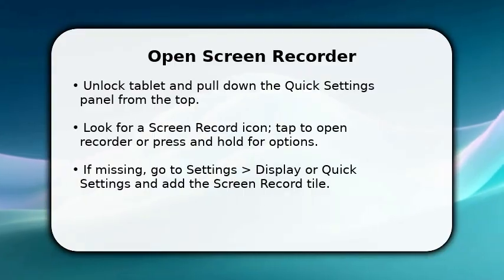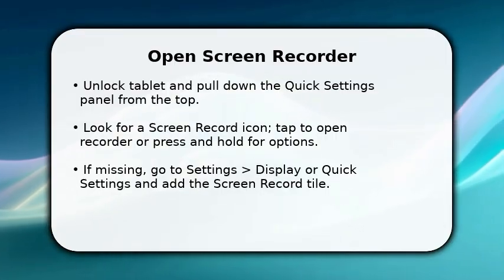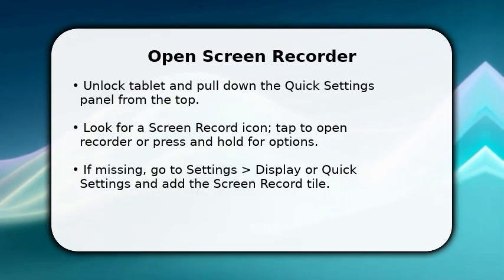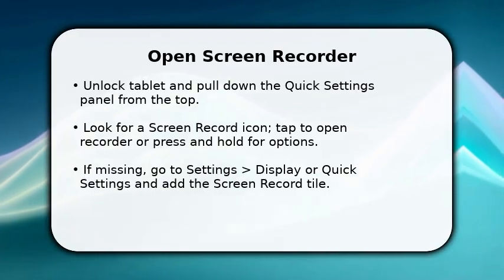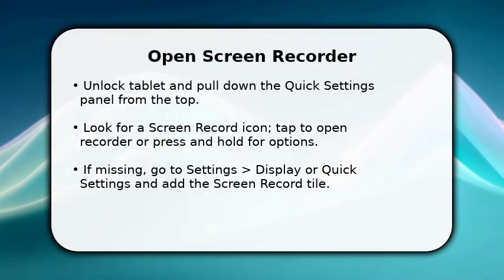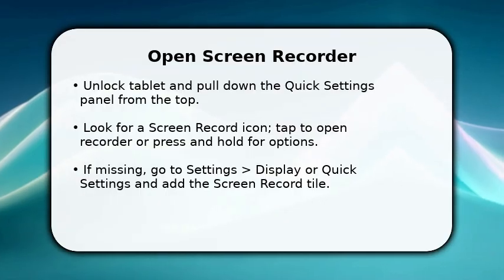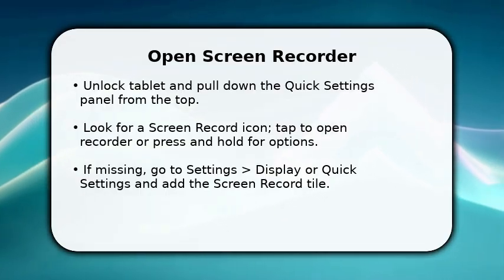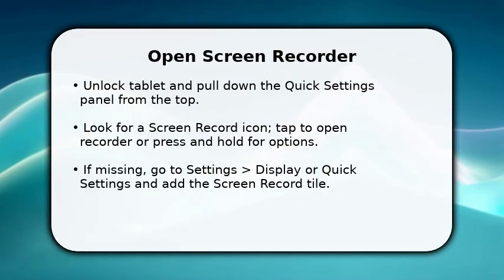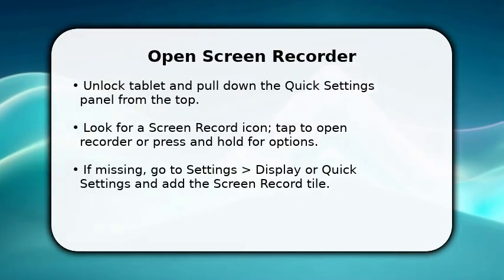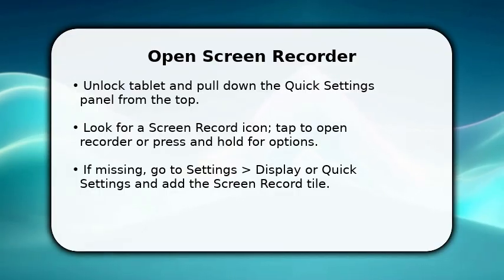You're starting right now. Unlock your Fire tablet and pull the top shade down to reveal quick settings. Locate the screen record tile and tap it once to open the recorder. If you don't see the tile, go straight to Settings, open Display or Quick Settings Customization, and add the screen record tile. This saves time and prevents hunting later. Do that now so the recorder is available whenever you need to capture the screen.